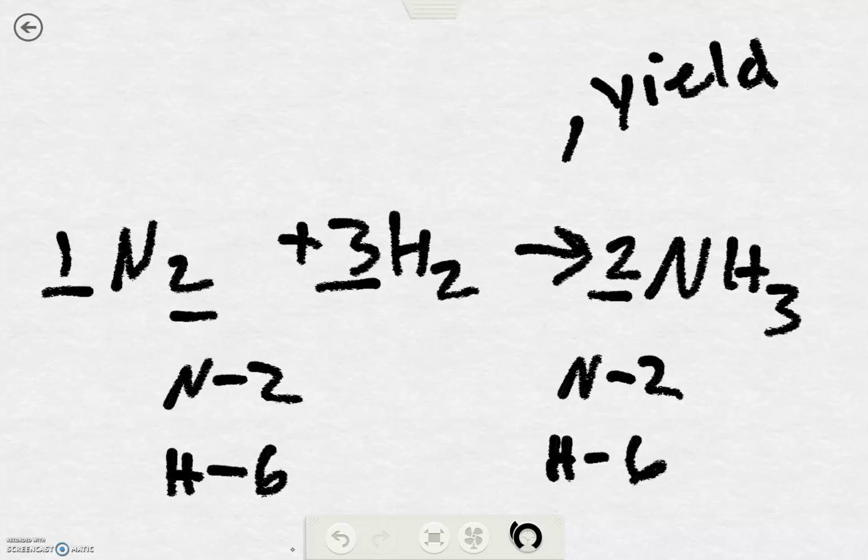Sometimes you have to change coefficients a few times before the equation is fully balanced, but this method works every time.